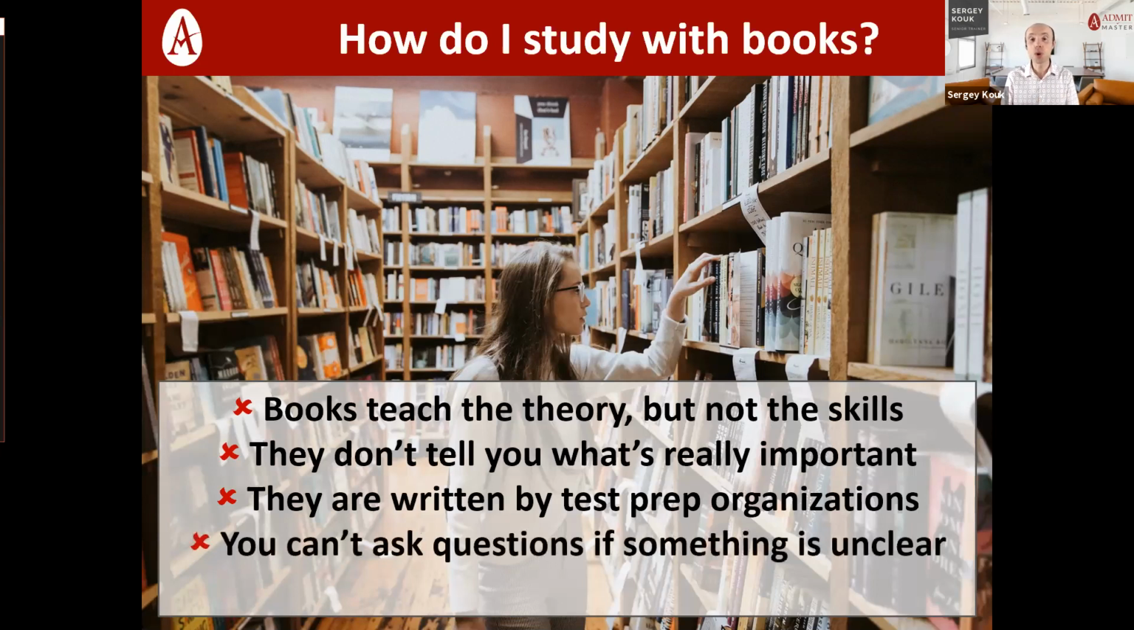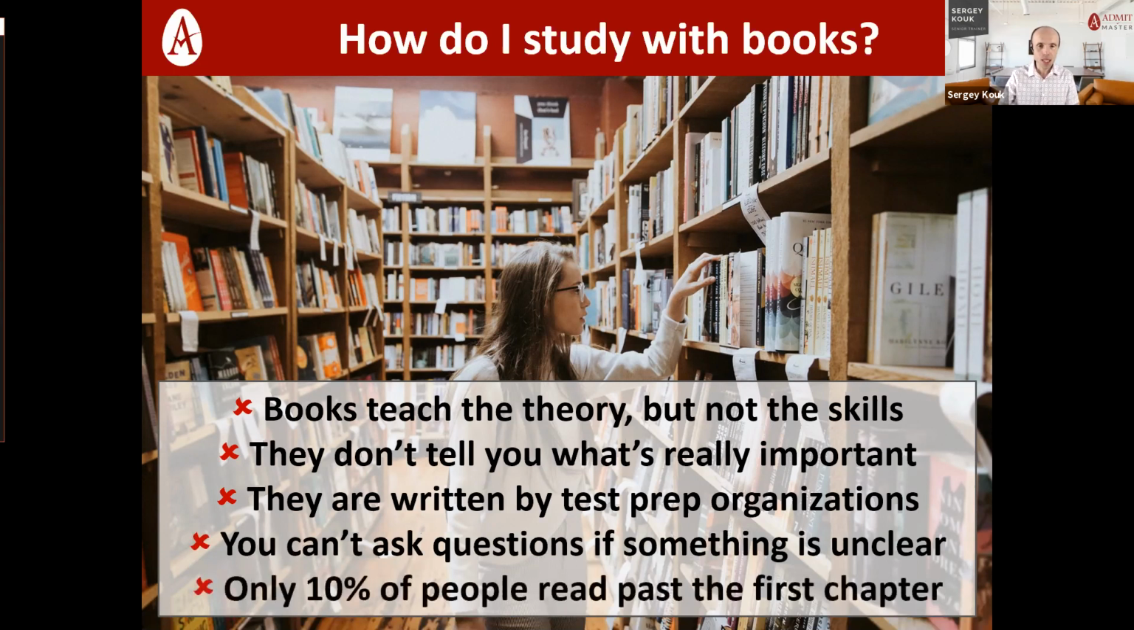Now, of course, with a book, you can't really ask questions if something is unclear. But here's the biggest problem: even if the book had everything that we need, and even if it had the best intention, even if the book can give us some feedback and tell us what we're doing wrong, the problem is that only about 10% of people statistically read past the first chapter in any self-help book. I have a lot of self-help books. I'm guilty. Many of these books, I just read past the first chapter. Or I didn't read, I just read the first chapter. So that's unfortunately the problem.